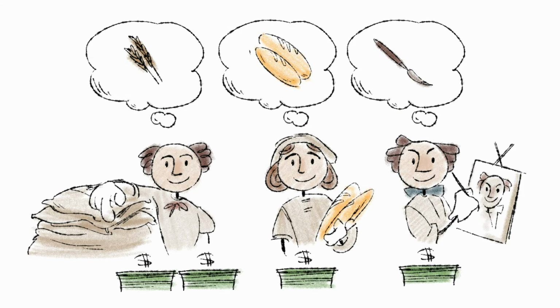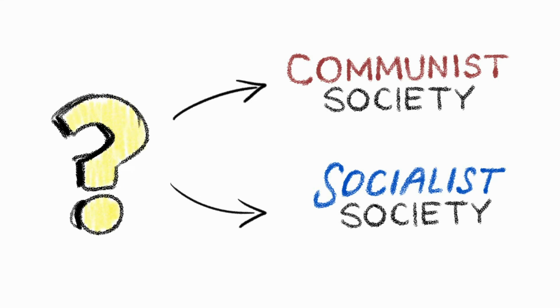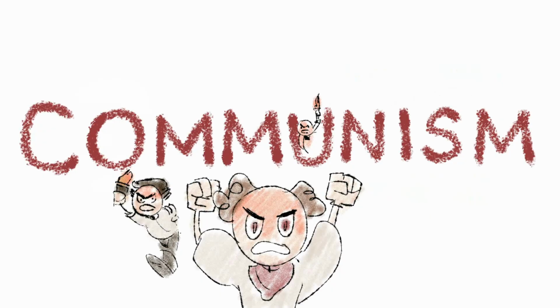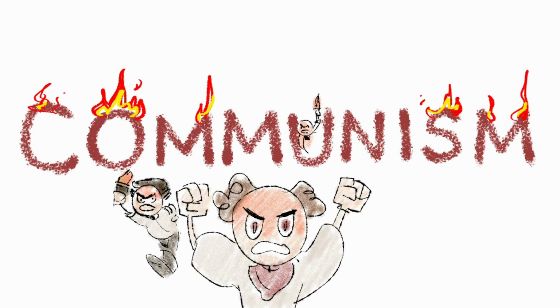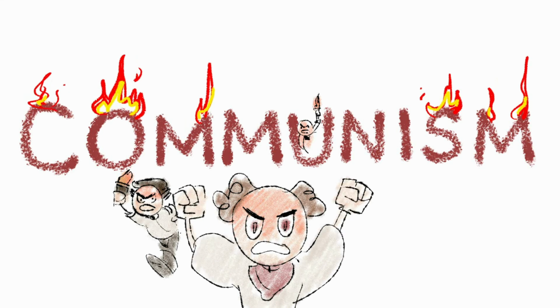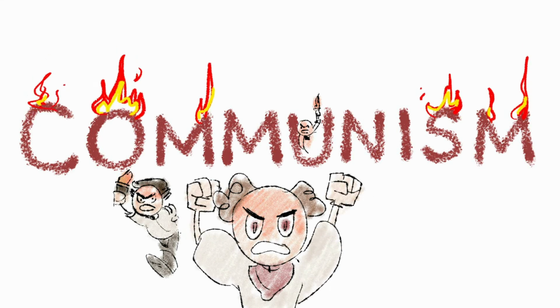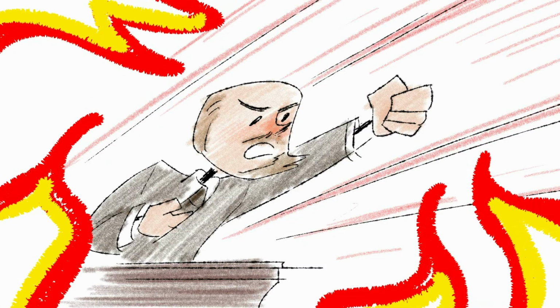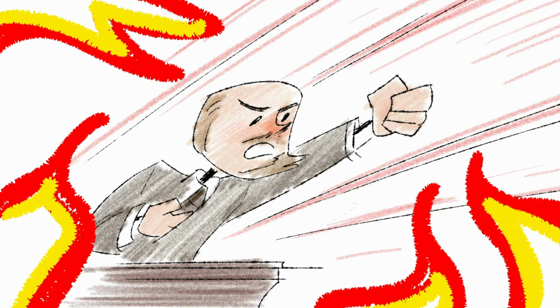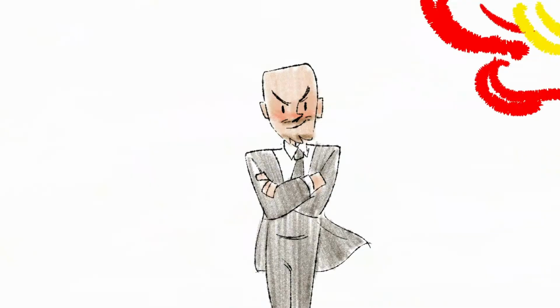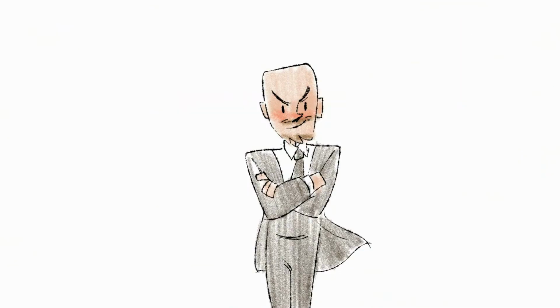Another key difference is the way in which you go about achieving a communist society versus a socialist society. In communism, a violent revolution in which the workers rise up against the middle and upper classes is seen as inevitable in order to achieve a communist state. One of the most famous examples of this is the Russian Revolution led by Vladimir Lenin and the Bolsheviks in the early 1900s, where they brutally murdered the Russian monarchs and formed the Soviet Union.